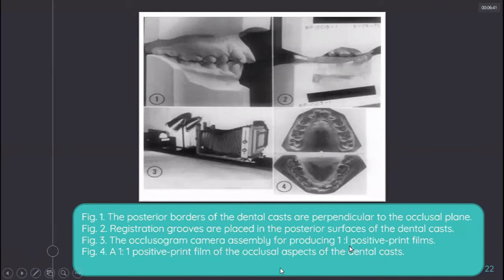Then the occlusogram camera produces 1:1 positive film frames, and then 1:1 positive film of the occlusal aspect of the dental cast is produced. And with the help of this dental cast, occlusal relationship can be estimated.